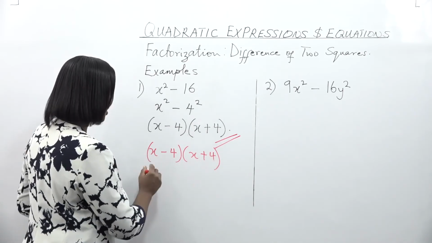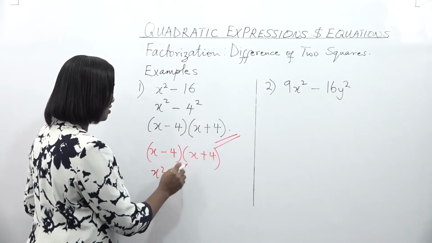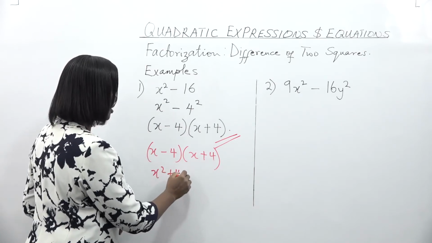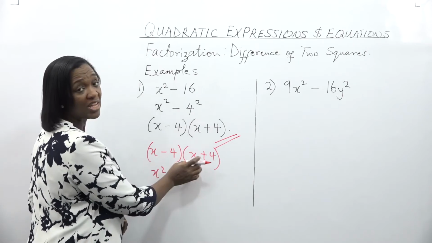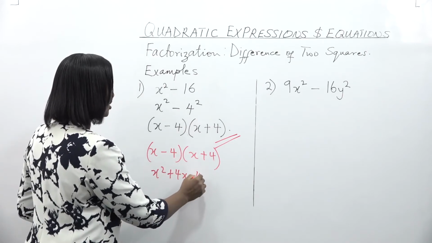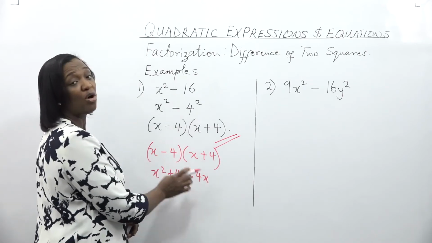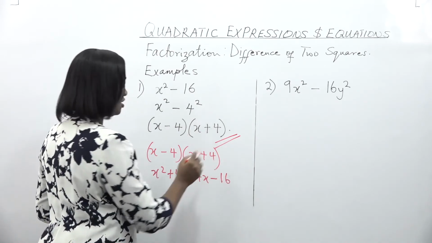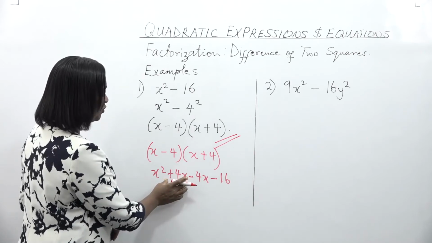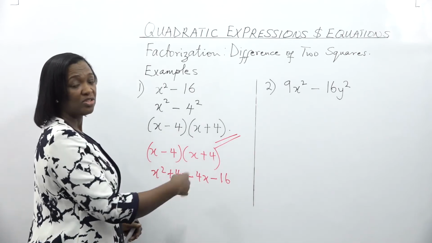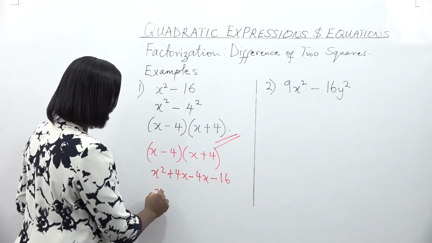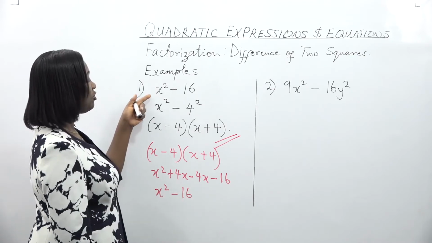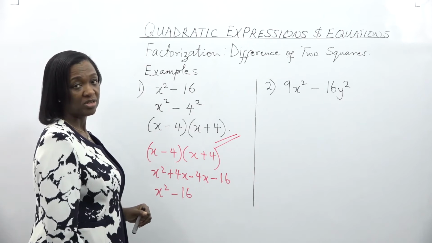X times x is x squared. X times plus 4 is plus 4x. Minus 4 times x is minus 4x. Minus 4 times plus 4 is minus 16. Plus 4 minus 4 is 0. So we have x squared minus 16, which is the original expression.